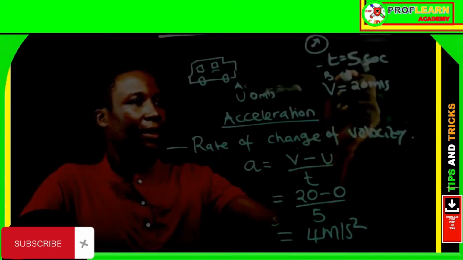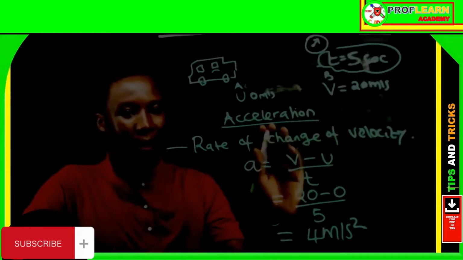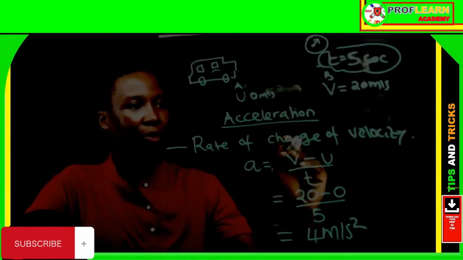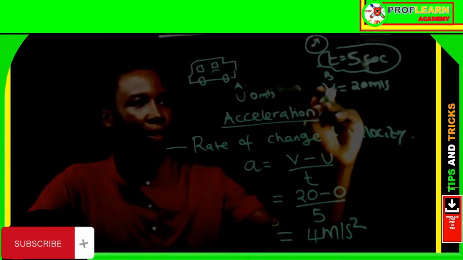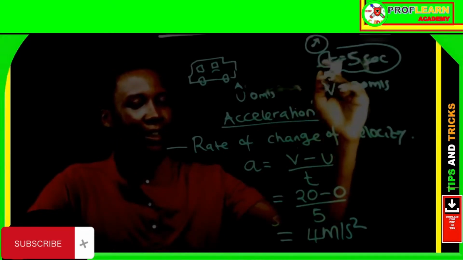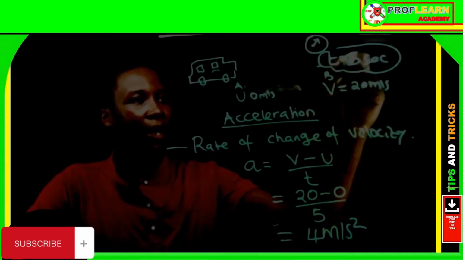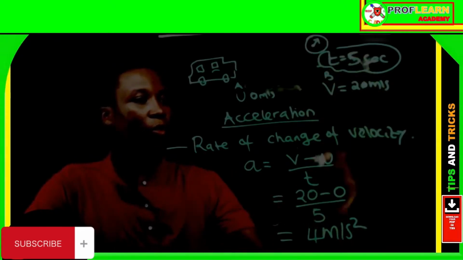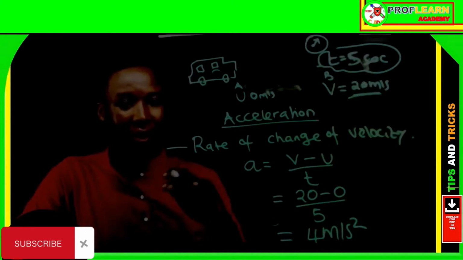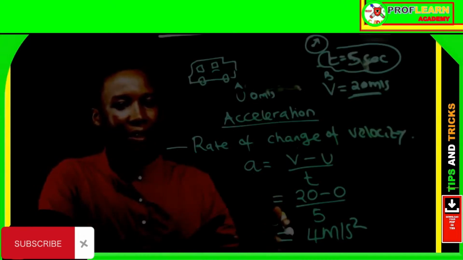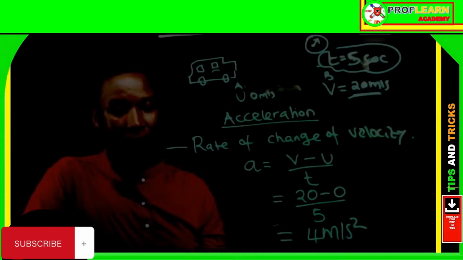Now you can look at, we are having 5 seconds here. In the first second, velocity will change by 4. In 2 seconds, it will add by 4 again, that will be 8. In the third second, it becomes 12 because you will add 4. All the way after 5 seconds, the velocity will become 20 meter per second. So acceleration is telling us how fast the speed is increasing or decreasing in a given object.